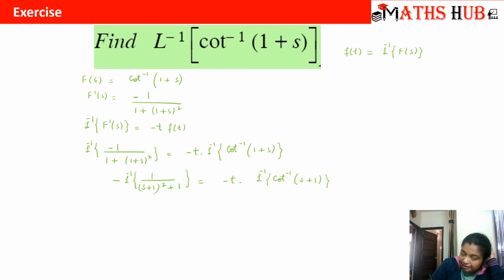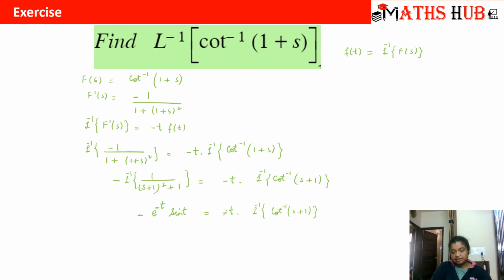Now here you can see that s is getting shifted to s plus 1, right? So if I don't shift it, it is 1 by s square plus 1. So Laplace inverse of 1 by s square plus 1 is basically sine t, isn't it? And when s is getting shifted to s plus 1, that means we are applying the first shifting property, the inverse first shifting property. We multiply the sine t function with e to the power minus t. This is equal to minus t into Laplace inverse of cot inverse of s plus 1.